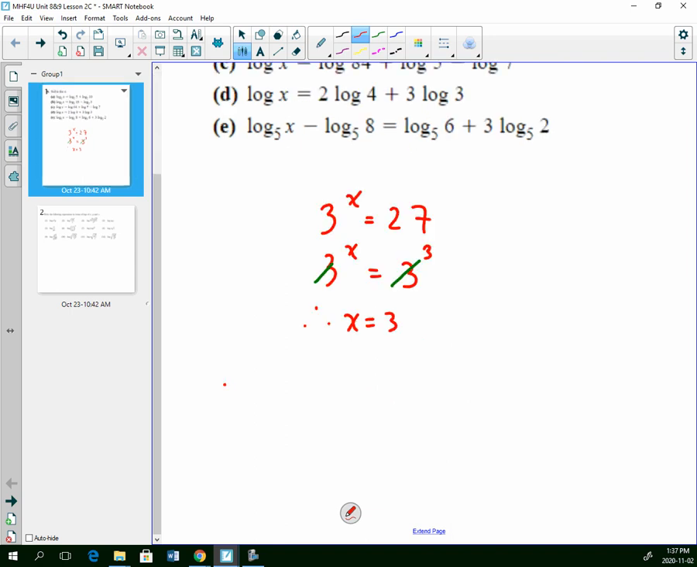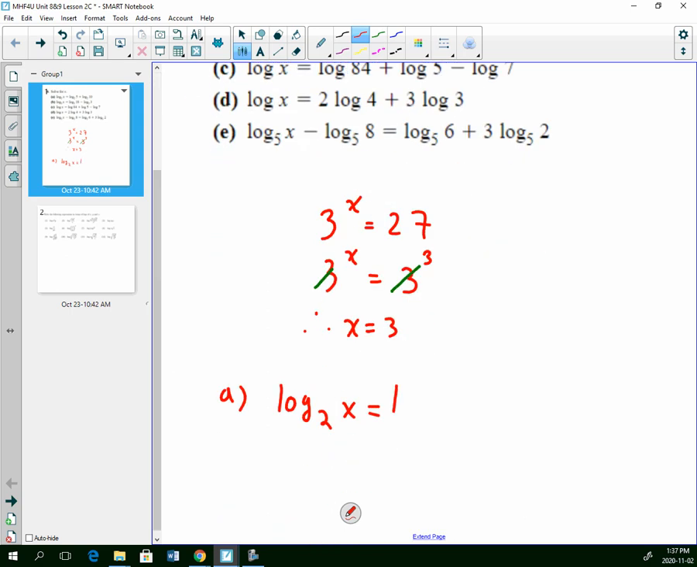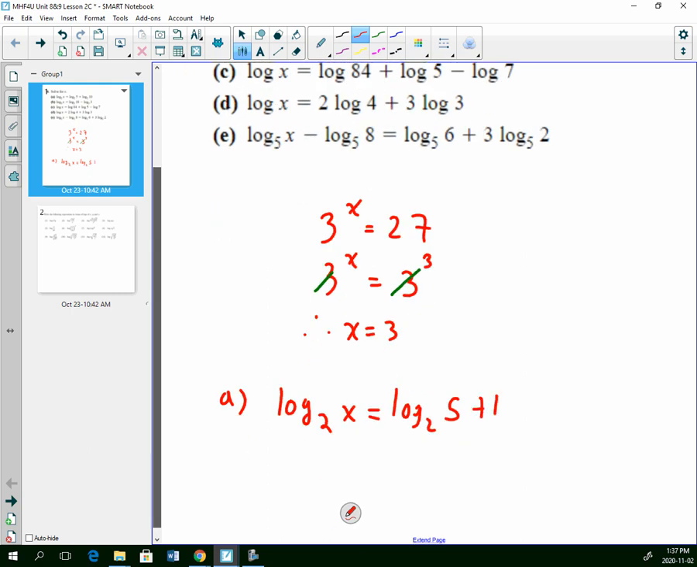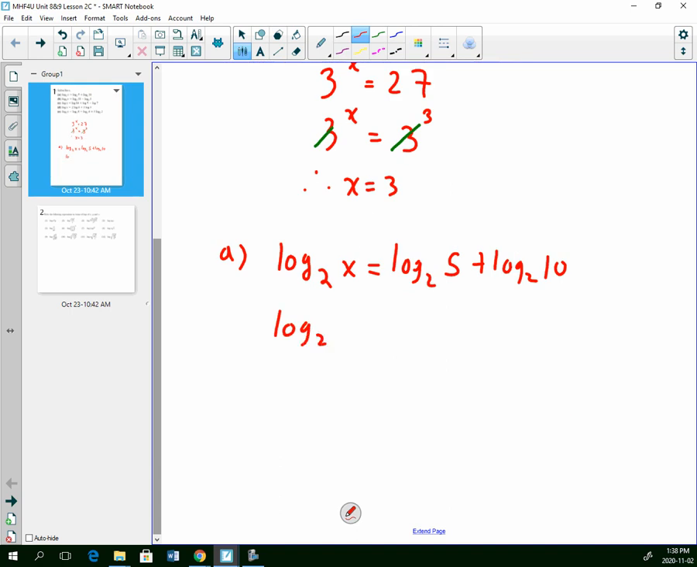Okay, if we can get one log on the left and one on the right with the same base, then we can say that the argument or the answer is the same. So here's the first one. We have log base 2 of x equals log base 2 of 5 plus log base 2 of 10. So on the right side, we have two logs that are added together, and they have the same base. So we can combine those two logs. So we can change addition to multiplication. So we'll do 5 times 10 so that we can combine those two logs.